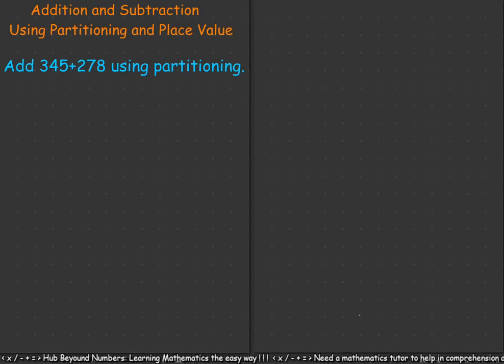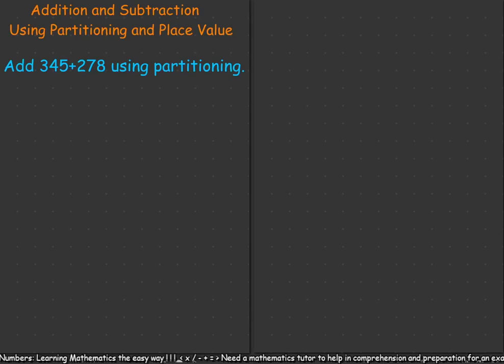In this lesson, we are looking at addition and subtraction using partition and place value. When we talk of the partition and place value method, all it does is break down the numbers into their place values, in other words, into their expanded form. So you see where your ones are, where the tens are, where the hundreds are, where the thousands are. And if it's a decimal, it will also break it into the tenths, hundredths, and thousandths. Then you add the corresponding parts.